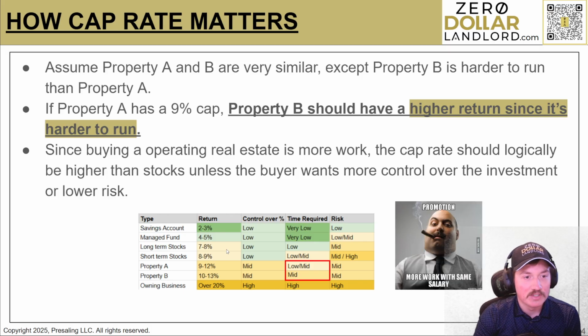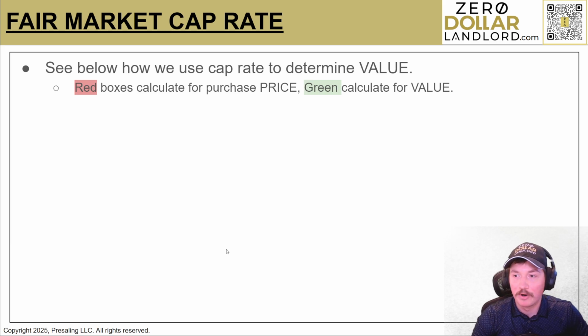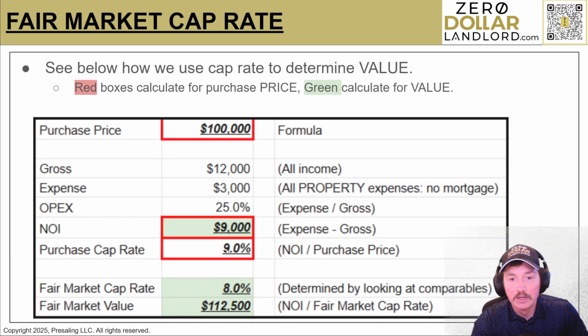So why would you want to do the exact same amount of work and get paid not as much, right? So don't do that. So fair market cap rate. Here's more math formula stuff, so just bear with me here. Red boxes, by the way, are going to be for price and greens for value.